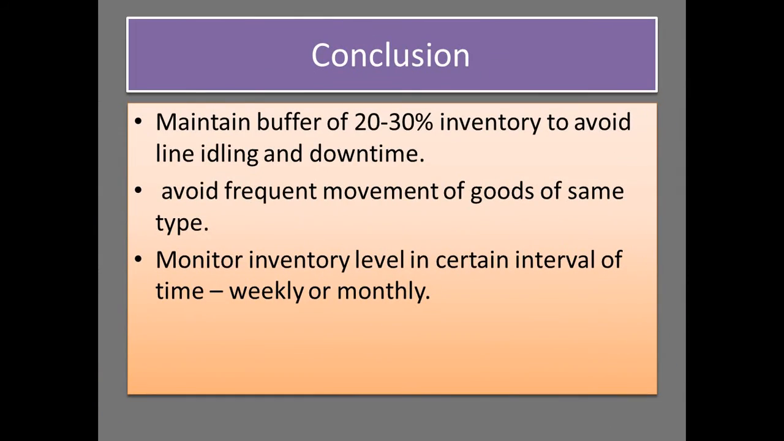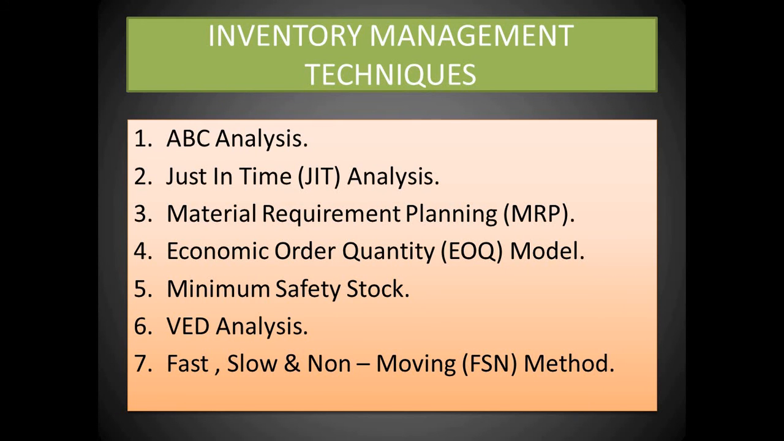The conclusion regarding this just-in-time principle is to maintain a sufficient inventory in our stock. Maintain a buffer of 20 to 30% of the inventory to avoid line idling and downtime, and avoid frequent movement of goods of the same type. For example, you can procure once in 2 days or once weekly. Similarly, you can decide according to your convenience.